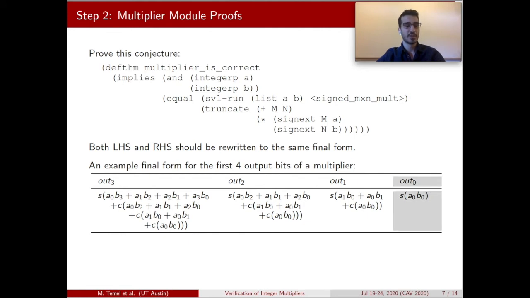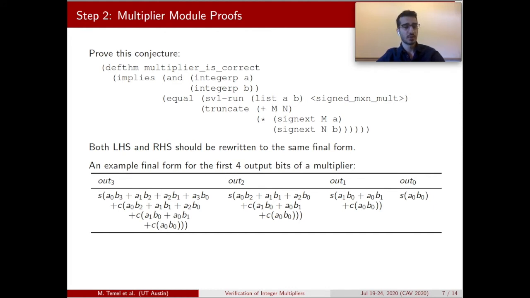The least significant output bit, out0, is the summation of the first column of partial products, which has only one bit, A0, B0. The second output bit, out1, is mod2 of the summation of the second column, A1, B0 plus A0, B1, plus the carry from the first column, and so on for the other output bits. A mathematical definition of this form is given in the paper. We prove this to be equivalent to the built-in ACL2 multiplication function. So whenever we see the multiplication of 2 bit vectors as seen on this conjecture, we replace them with this form.